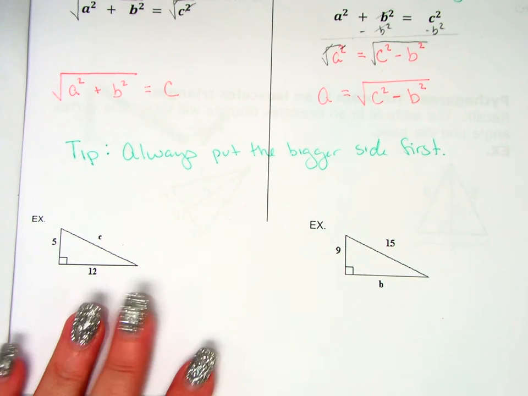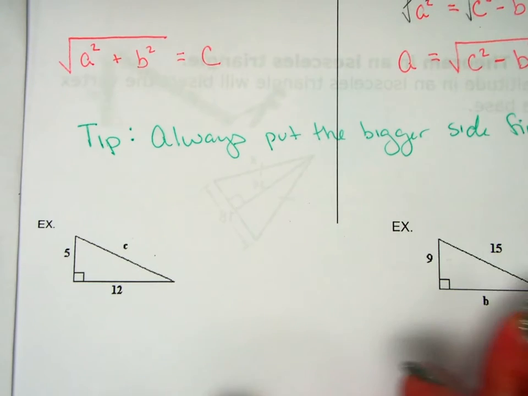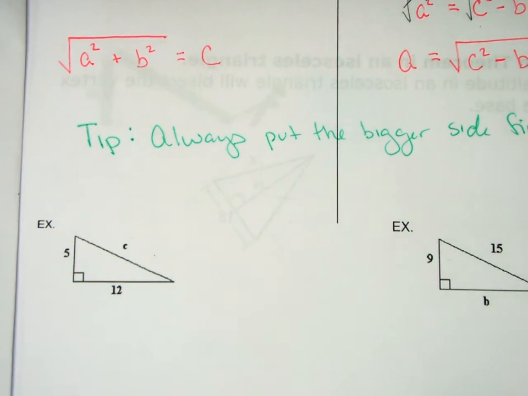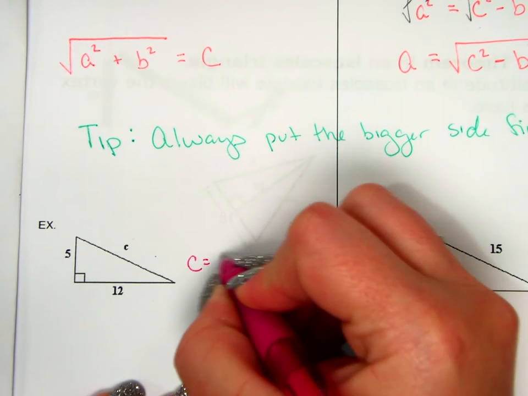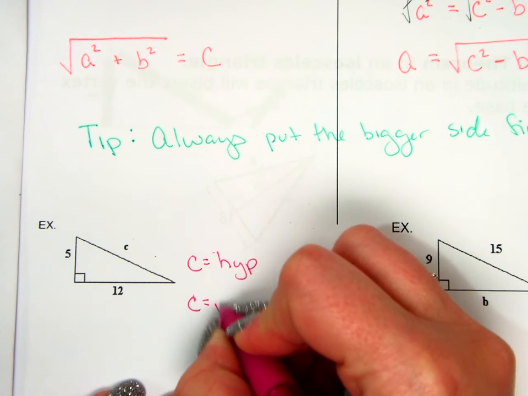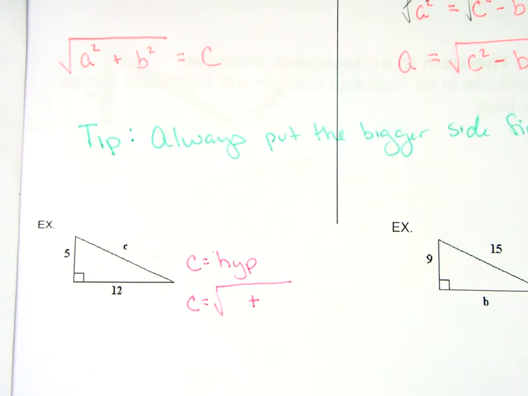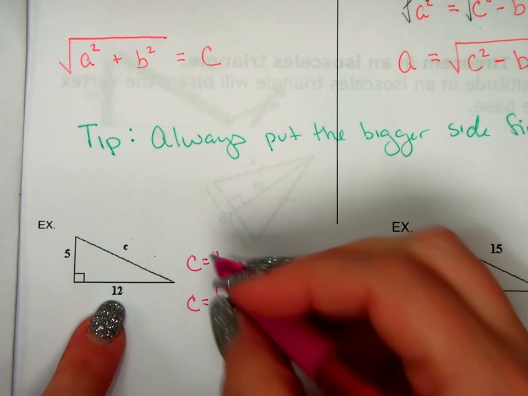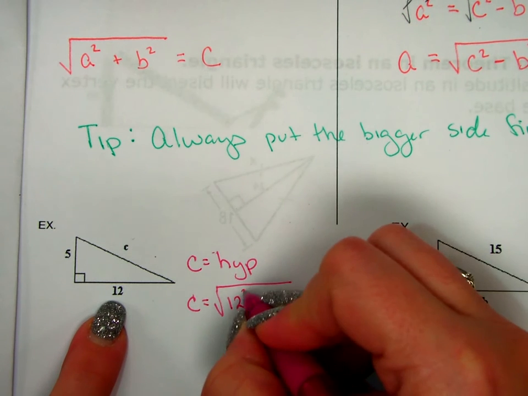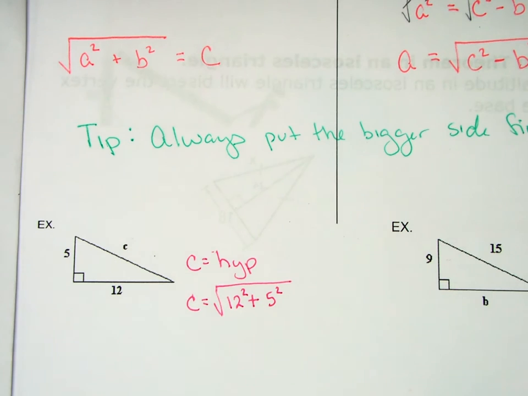All right, so when I look at these examples, on this first one I'm trying to find C, and since we know C represents a hypotenuse, I know if I'm trying to find a hypotenuse, we said we're going to add inside our square root. I'm going to put the big number and then the small number. Don't forget you have to square them. So my big number here is 12 squared. My small number here is 5 squared.